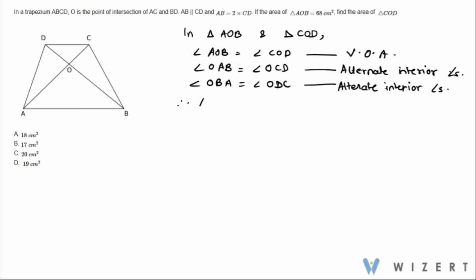Therefore, we can say that triangle AOB is similar to triangle COD by AAA test for similarity, AAA similarity criterion.